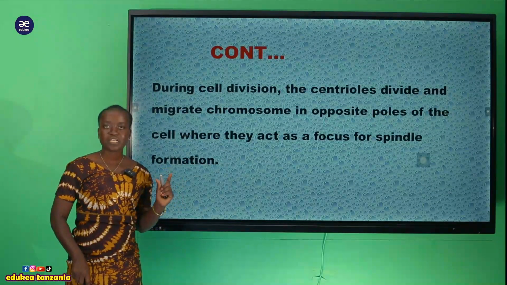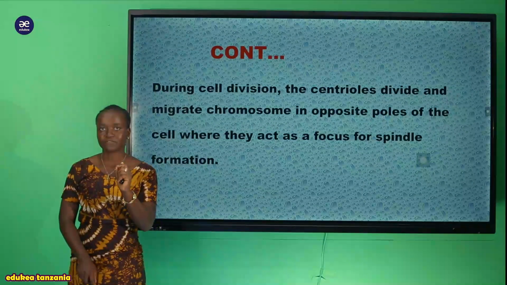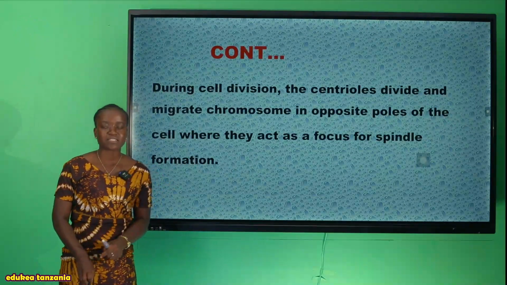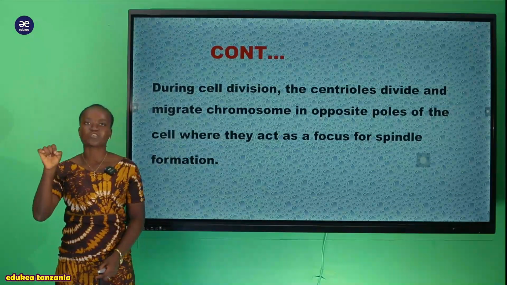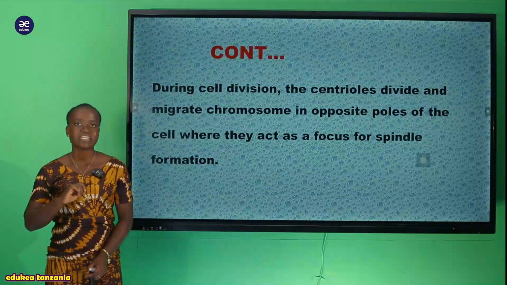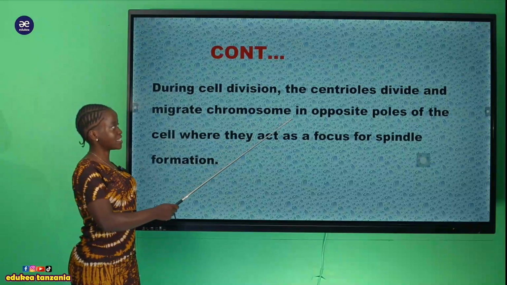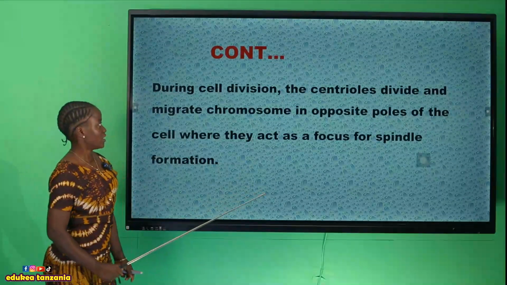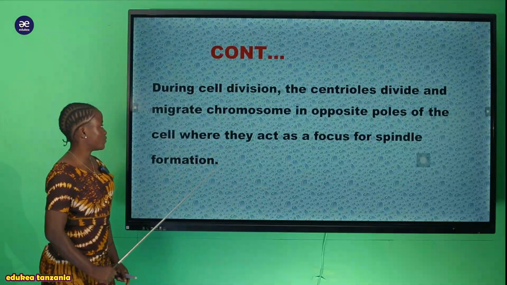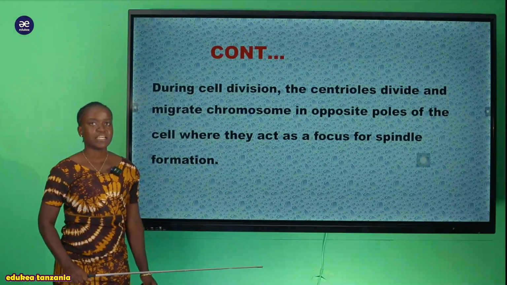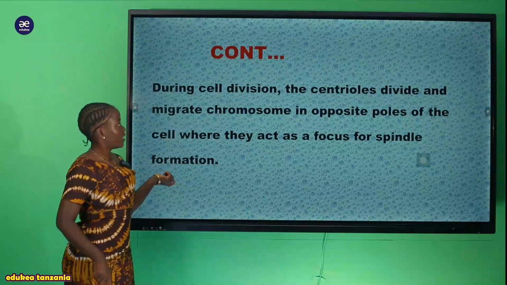So it is on the centrioles that the spindle fibers tend to attach themselves. And remember, the spindle fibers are what align the chromosomes so that the process of cell division happens easily and more quickly. So that is all about the structure. They tend to migrate the chromosomes to opposite poles of the cell, where they act as the focus for spindle formation. That is all.